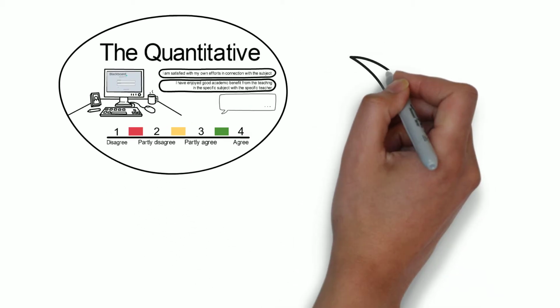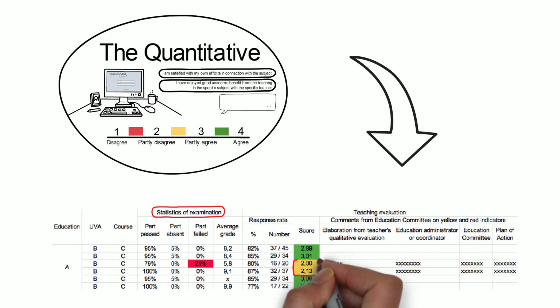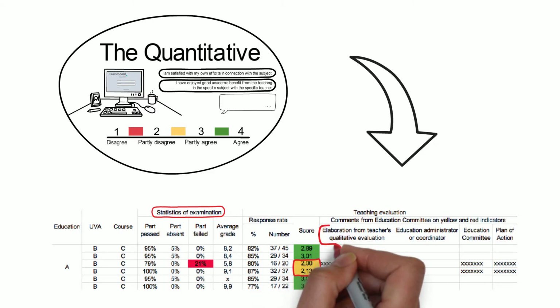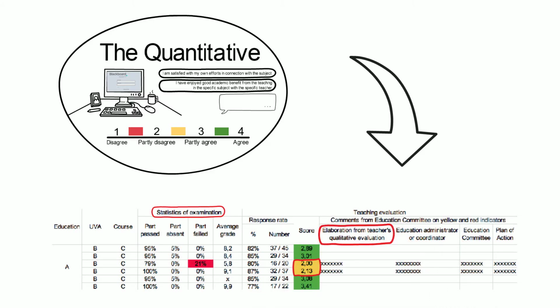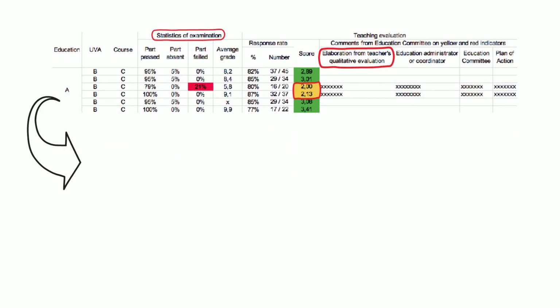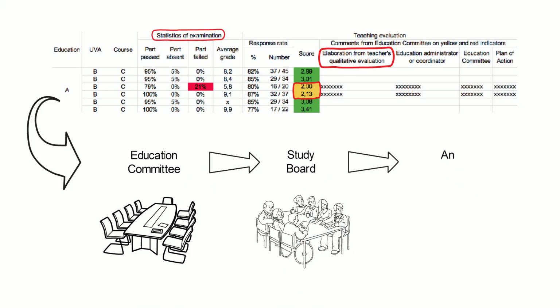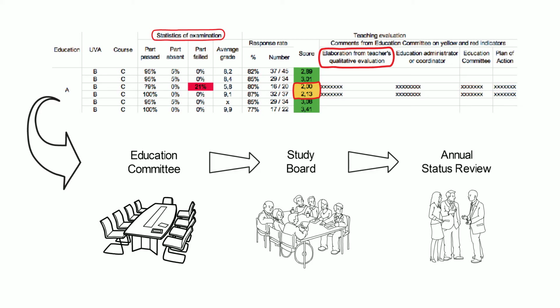The results of the quantitative evaluation are gathered in an education-specific overview chart, which also contains statistics of the examinations of the subject. If the subject is given a yellow or red index color, you as a teacher will be asked to elaborate this on the basis of the qualitative evaluation. The results from the evaluation, supplemented with potential comments or elaborations, are reviewed first in the Education Committee and afterwards in the Study Board. Finally, it's presented on an annual status review between the management of the education and the management of the faculty.